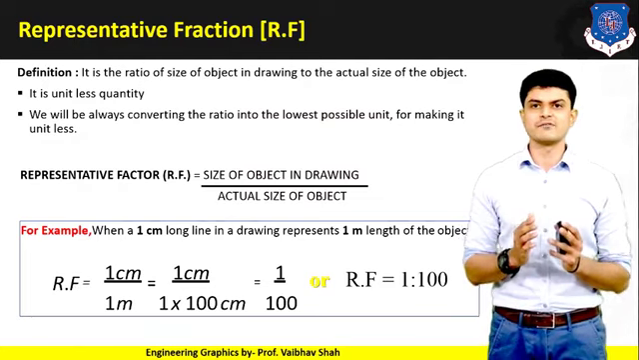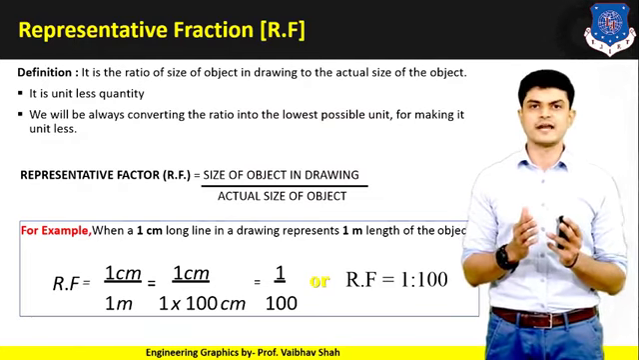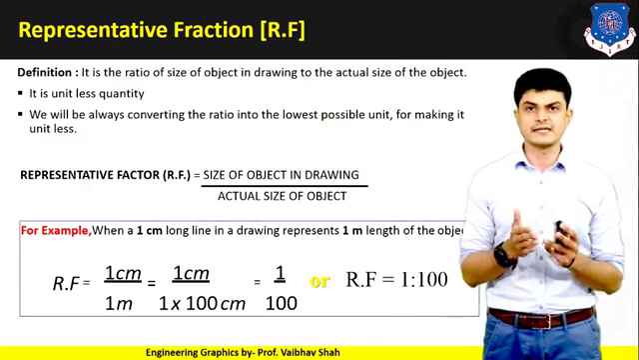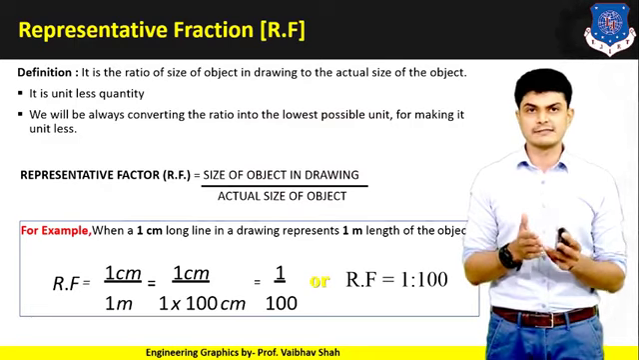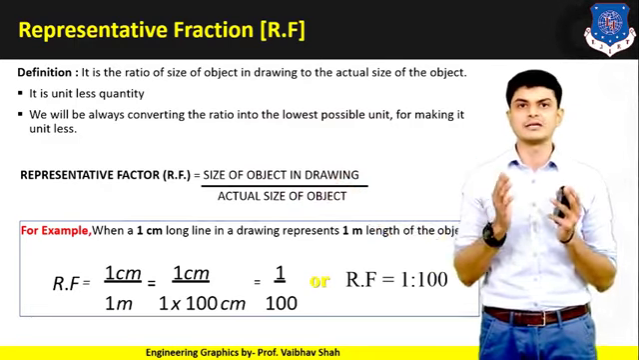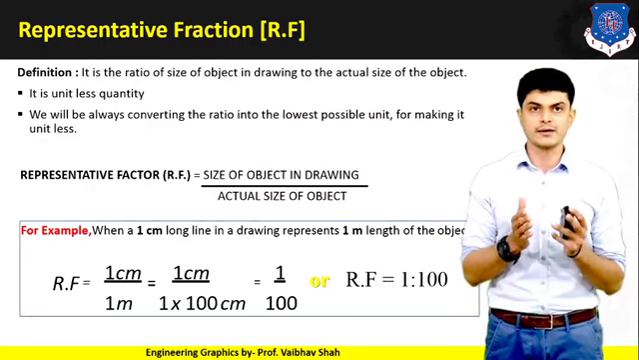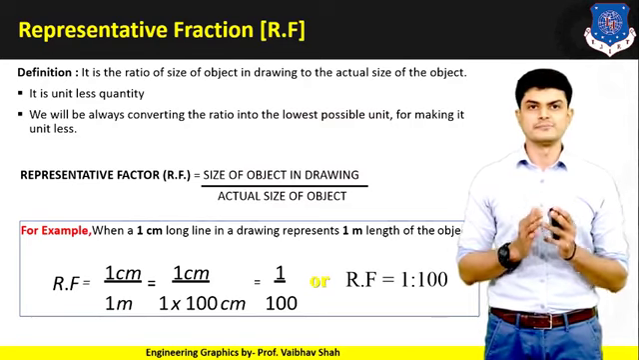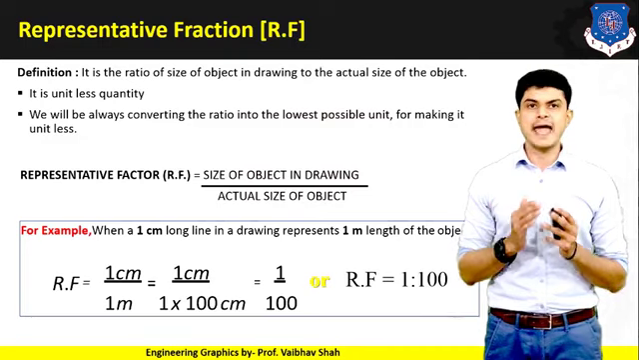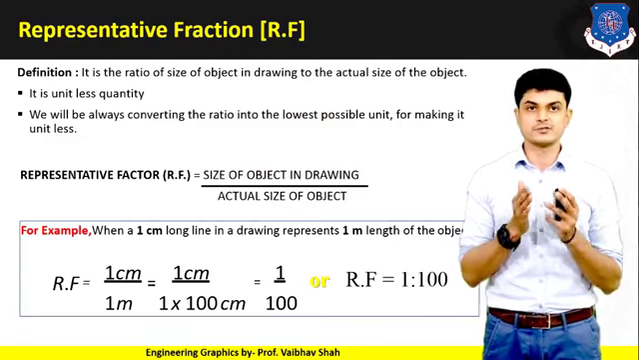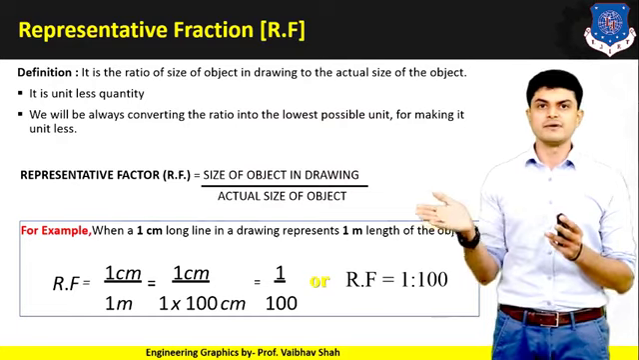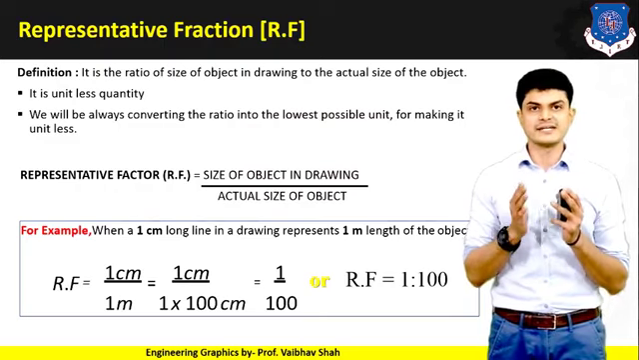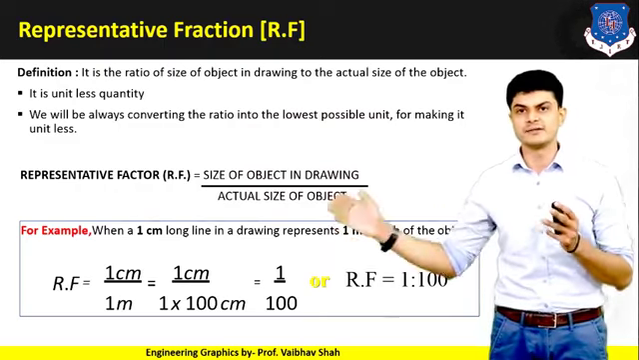Now let us derive the equation for this case. We know the equation of RF: RF is equal to the size of the object in the drawing divided by the actual size of the object. The size of the object in the drawing in our case is nothing but the 1 centimeter long line in the drawing, so let us put 1 centimeter in the numerator. What is the actual size of the object here? It is the 1 meter length of the object. That means the actual size of the object is 1 meter. So let us substitute 1 meter in the denominator.